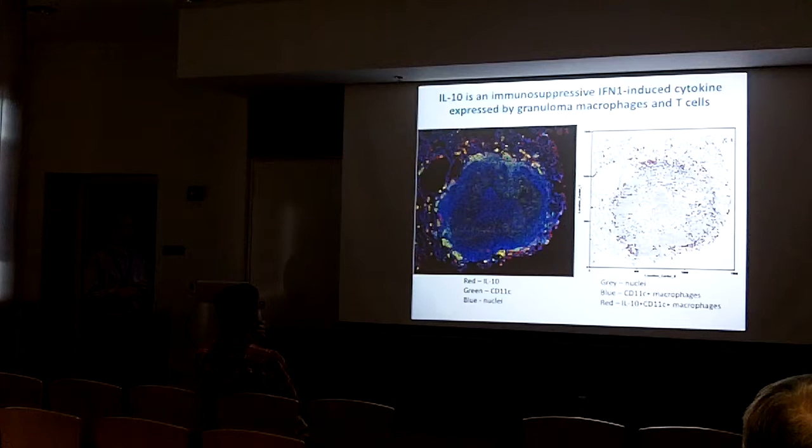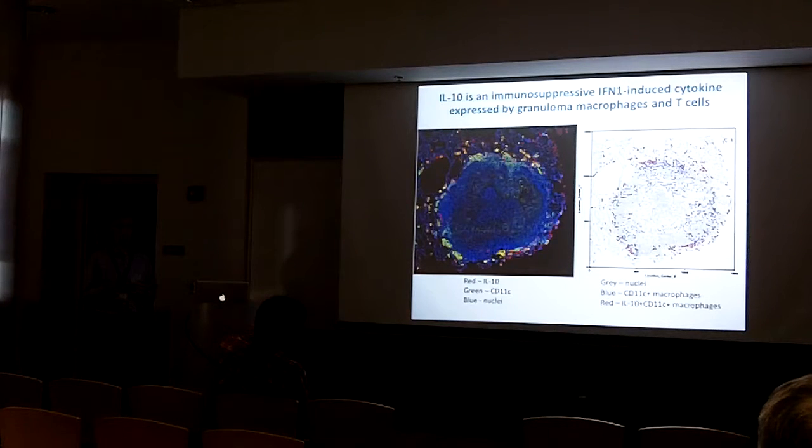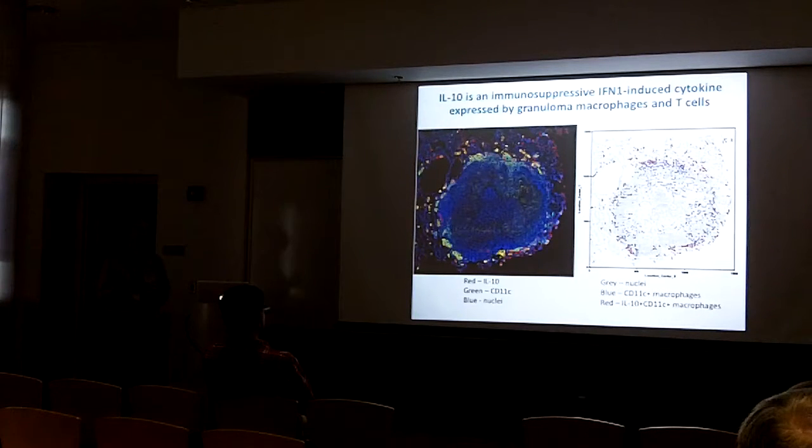Here we've plotted the positions of all the nuclei in this granuloma. We've plotted the positions of all the CD11C positive cells. And then the red indicates the position of the IL-10 positive, CD11C positive cells within that environment. So clearly you can see that the IL-10 expression occurs on the outer rim of that granuloma and just inside of the lymphocyte cuff. So why would that specific localization of IL-10 be important? Well, IL-10 has a number of different functions. One thing that IL-10 is doing is dampening the immune response. You don't want to have an immune response that runs wild and starts to damage the local tissue.